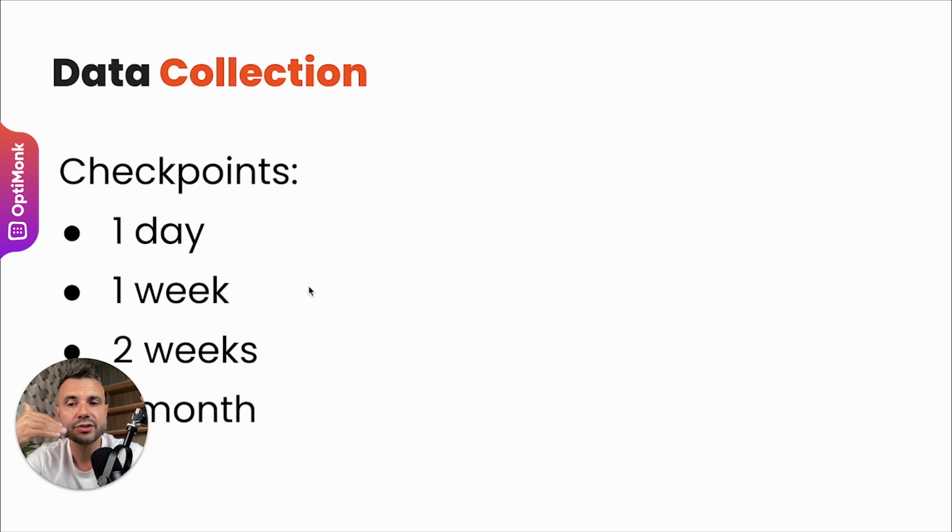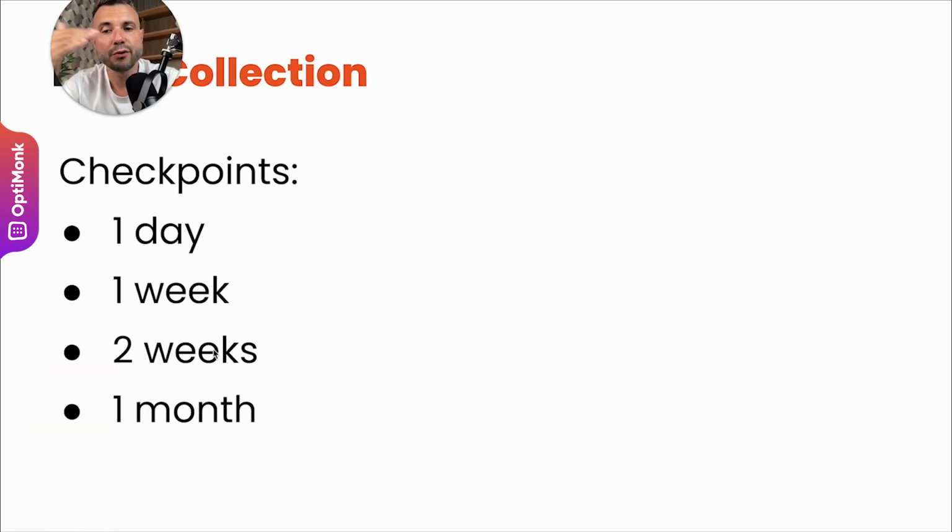The second checkpoint is around 1 week, where for bigger brands, we usually have enough data to be able to make certain decisions. After 2 weeks, usually we have enough data even for smaller brands, and after a month, we usually have enough data even for the smallest brands to make decisions.